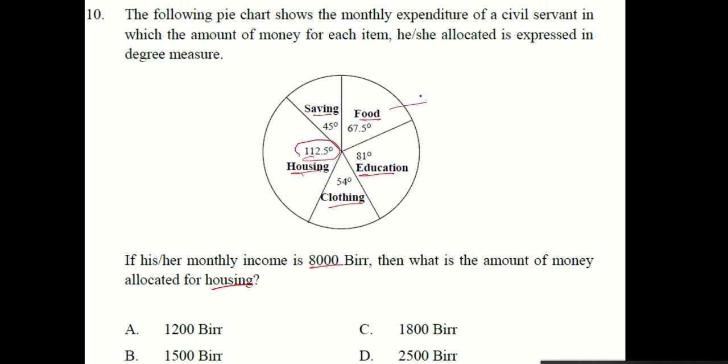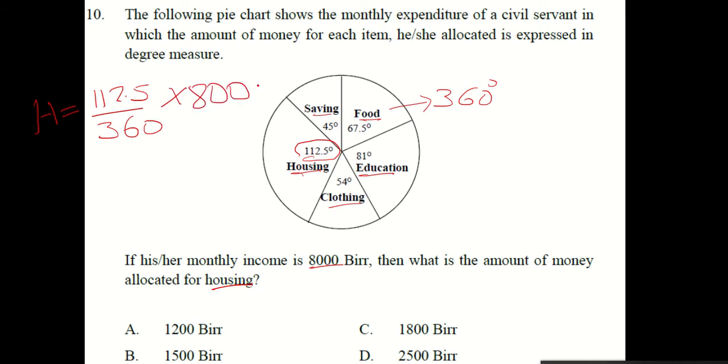By the way, in the case of a pie chart, the full circle is 360 degrees. Don't forget this. So when you are trying to calculate the housing money, the housing must be 112.5 over the whole 360, then multiplied with 8,000, because the housing is 112.5 degrees out of 360. Then multiply by the total money. Then cancel the last 0, and simplify this 360 by 4, 9. This 800 by 4 will be 200. Then divide 112.5 by 9.